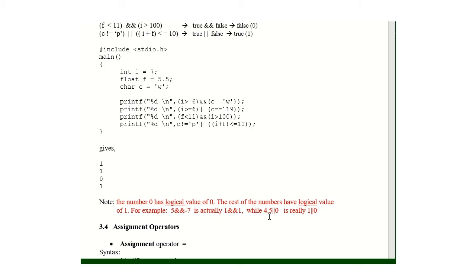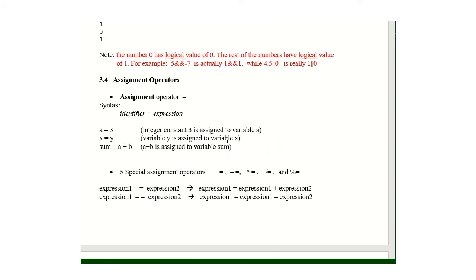In this case, 4.5 is a pure number. 0, you don't have to convert to logical, it's already, logical value is 0. So it's going to be true or false. And the answer is going to be, of course, false. The OR operator, you get true. True or false is true.